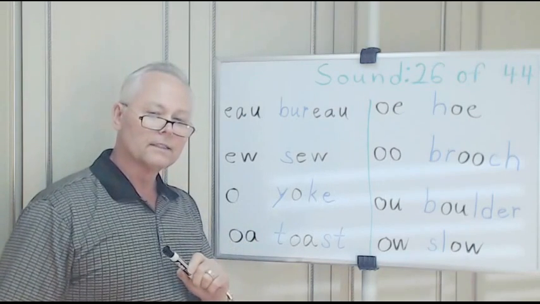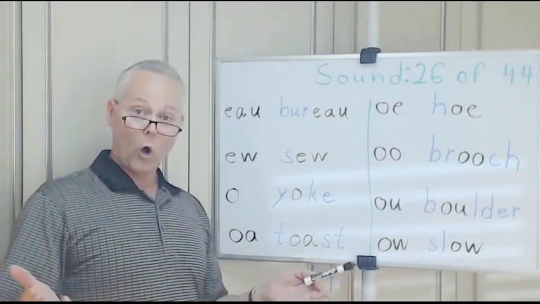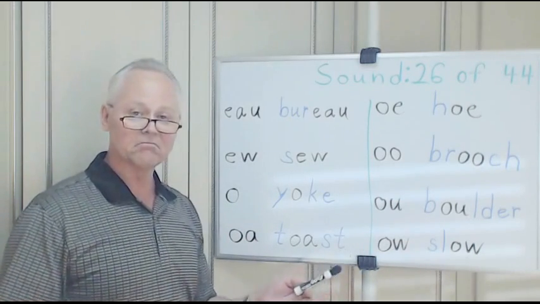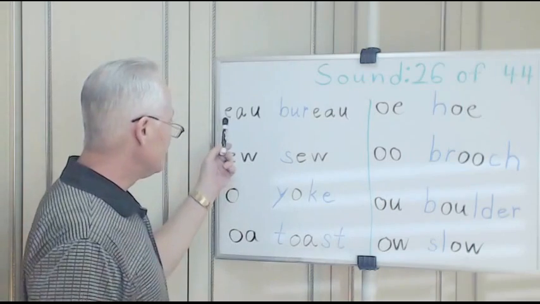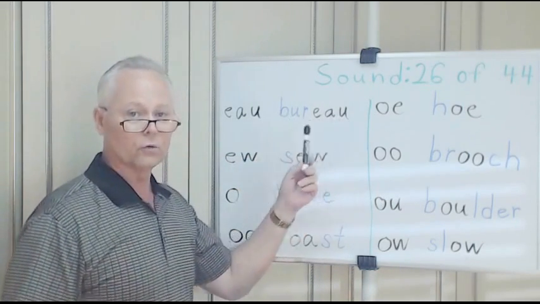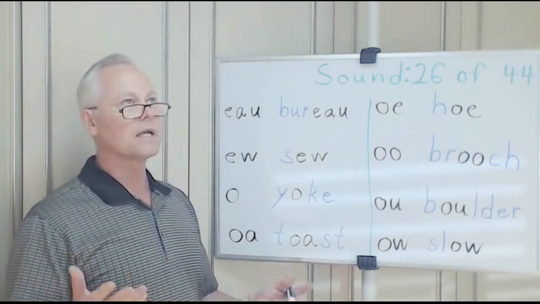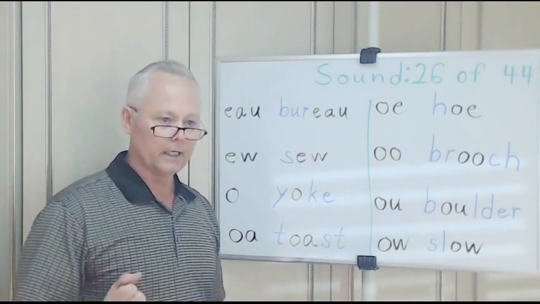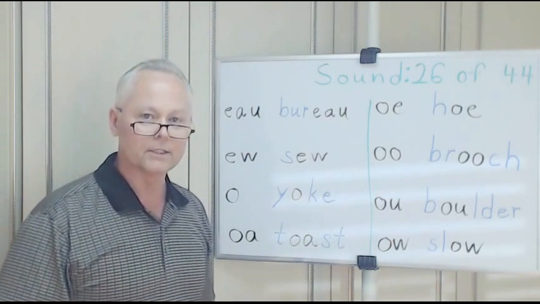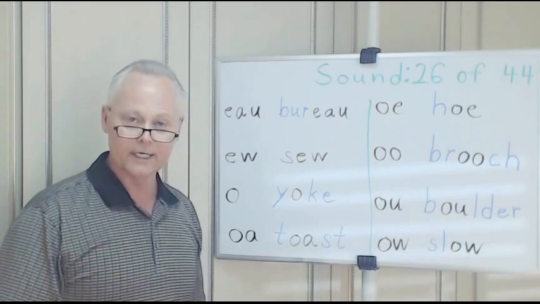What's the sound? Could it be O? Kind of a long O sound. That's about it. We have E-A-U, bureau, a bureau. Now, the sound bureau could be like the Bureau of Federal Investigations. Could be an office of some sort, an agency, right?